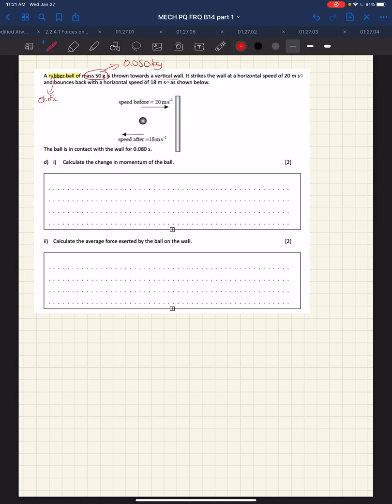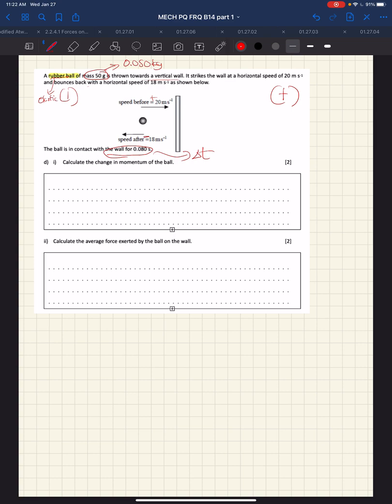We see the picture below, so let's set up our coordinate system, plus and minus. So we have a speed of 20, a velocity of plus 20, and a speed afterward of 18 meters per second, a velocity of negative 18 meters per second. It bounces back with that speed. It's in contact with the wall for 0.80 seconds, that's delta t. Calculate the change in momentum of the ball.